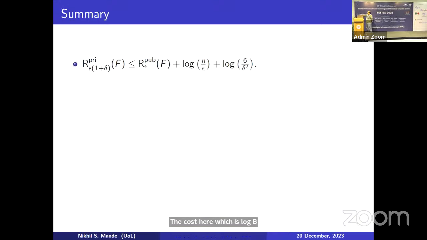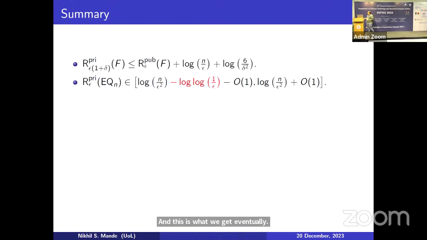And this is what we get eventually. The upper bound applied to equality. This gives us near tight upper bounds for equality. This is an epsilon square over here. So this log log 1 over epsilon is a slightly annoying factor. So it remains open whether this can be removed or not.